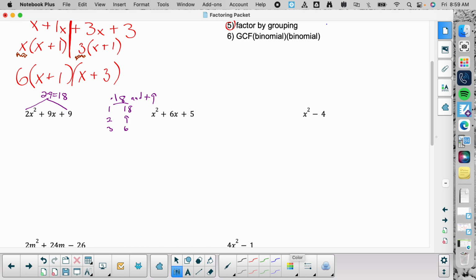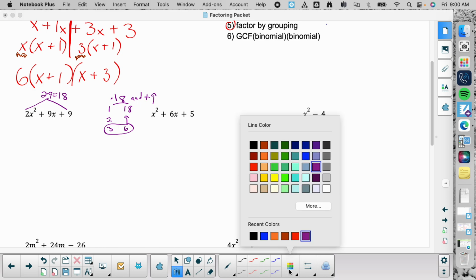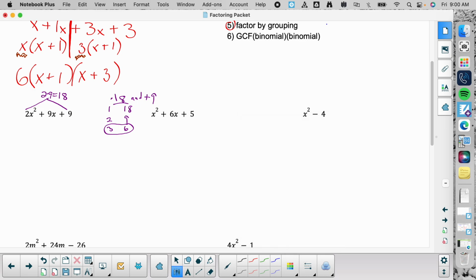Moving to Cohen. Gessler? Cohen? Do we have a correct pair? Yes. Oh, 6. 3 and 6. 3 and 6 multiply to 18 and add to 9. Okay, now I'm going to take my middle number and put those two in place of it.